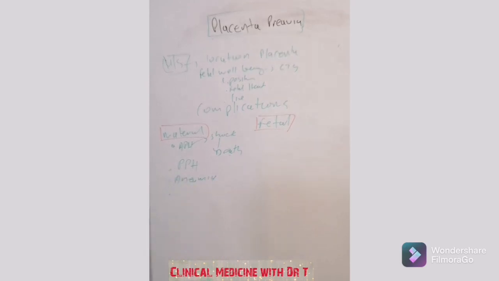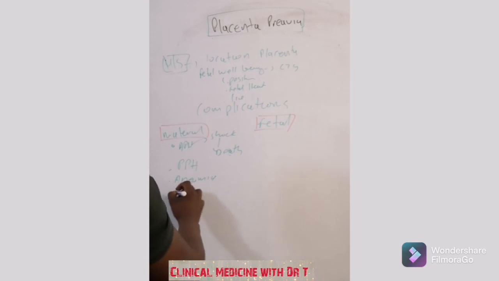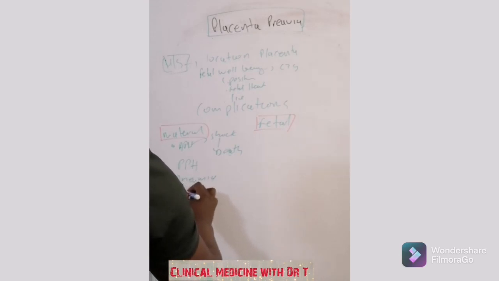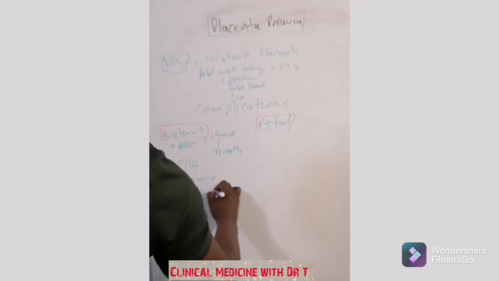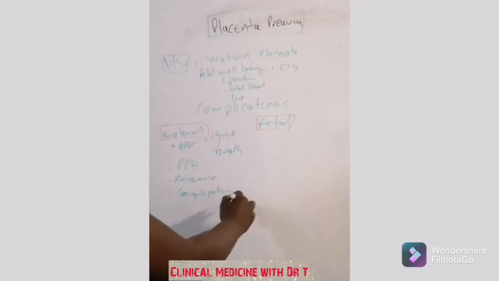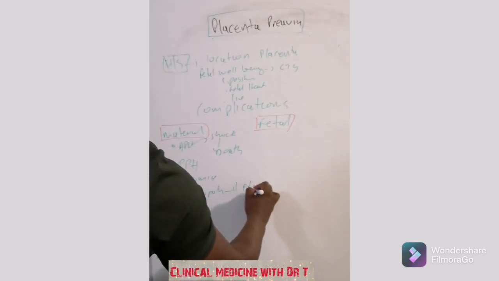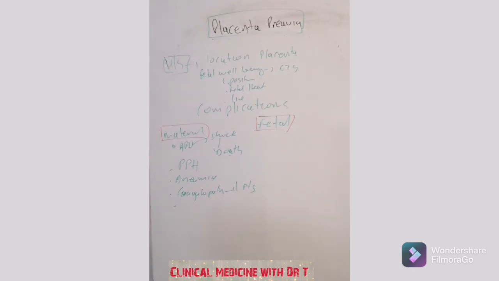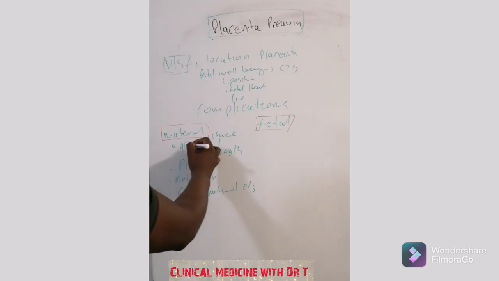Now they need transfusion, and they can have coagulopathy. If they start having low platelets, now when they bleed, they will bleed. And then I'm sure there are others. These are the ones that I can think of at this point.